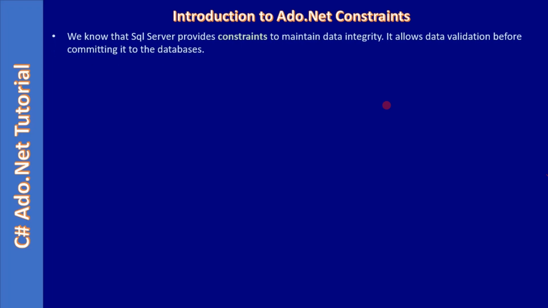We know that SQL Server provides constraints to maintain data integrity. Any relational database provides the constraints. It allows data validation before committing it to the database. So when data is saved, during the save time, the backend will check for these constraints, and if there is any violation, it will throw the error to the front end.